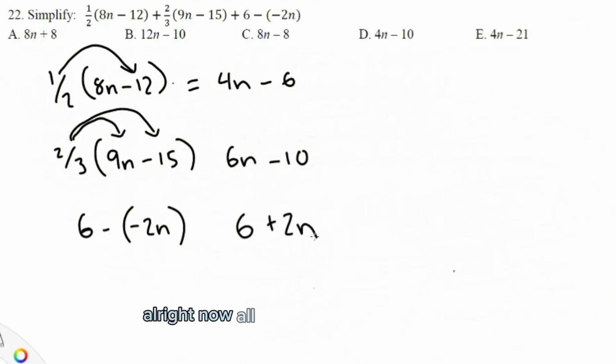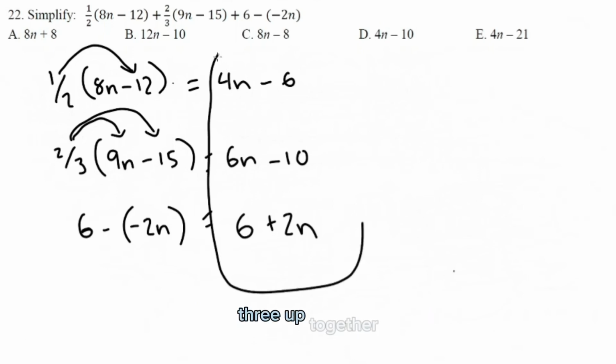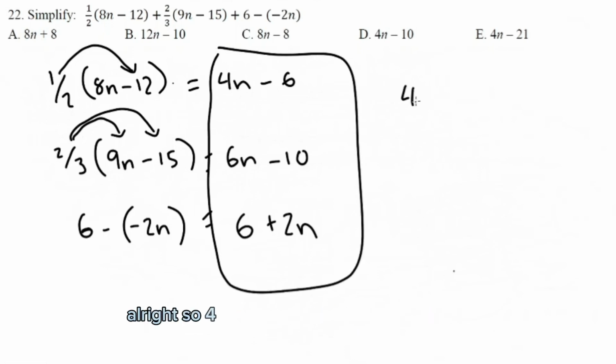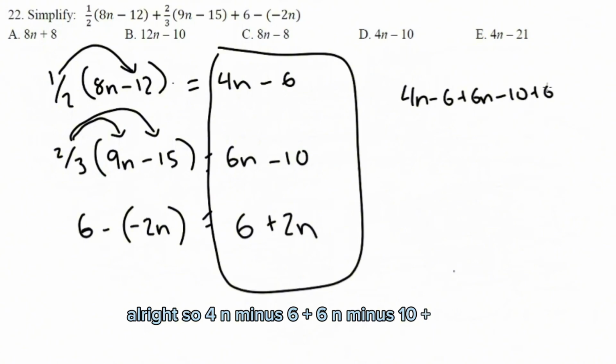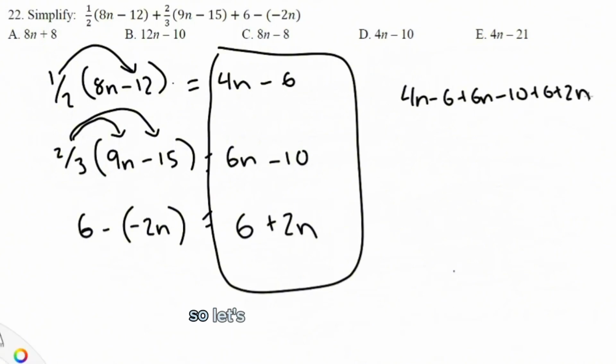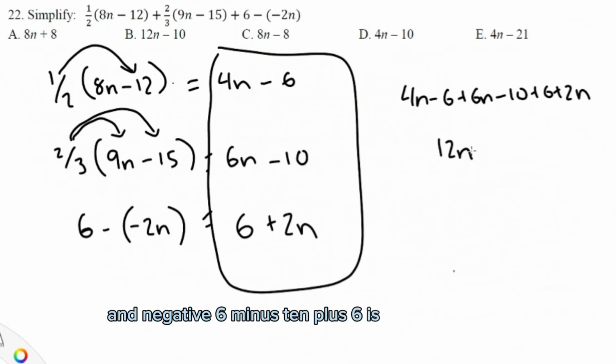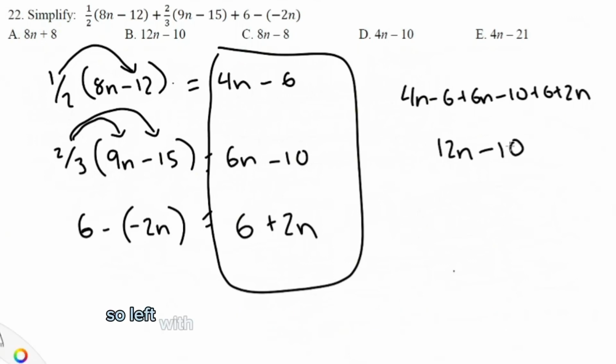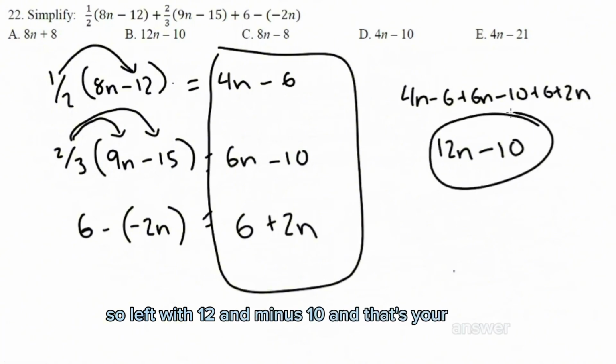Alright, now all we have to do is add these 3 up together. So 4n minus 6 plus 6n minus 10 plus 6 plus 2n. Let's combine the n's first. 4n plus 6n plus 2n is 12n, and negative 6 minus 10 plus 6 is just negative 10. So we're left with 12n minus 10, and that's your answer.